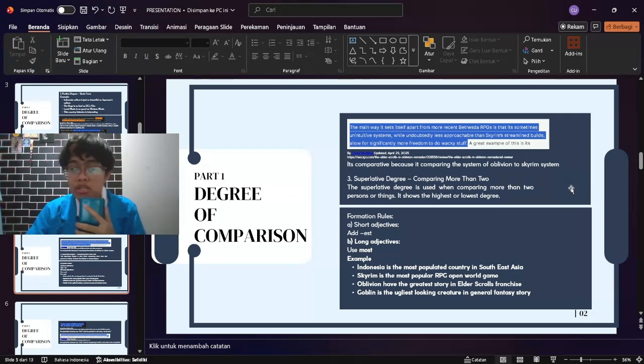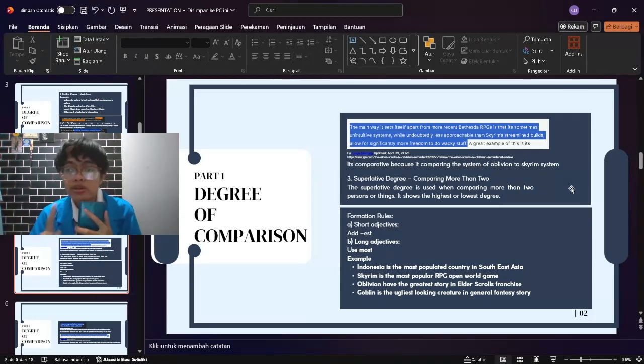So there is a superlative degree, comparing more than two. The superlative degree is used when comparing more than two persons or things. It shows the highest or lowest degree. Formation rules: for a short adjective, one syllable, add est, and for a long adjective use most.